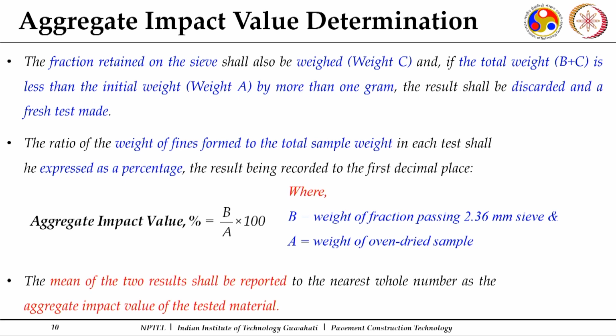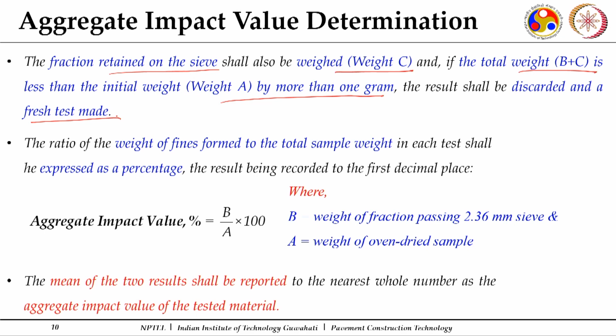Now, we have the material which is retained over the 2.36 mm sieve. It is wet washed and dried. The fraction retained on the sieve can be mentioned as weight C. If the total weight, the weight which has passed through the sieve and the one which is retained, has a difference of more than 1 gram with the initial weight which is taken, that means there is some loss of material which has happened. So, we will discard this particular one.